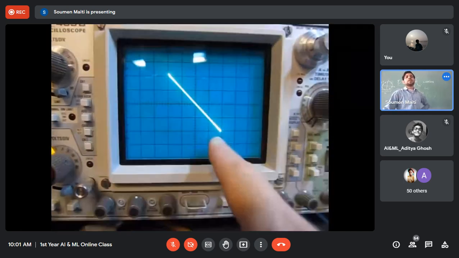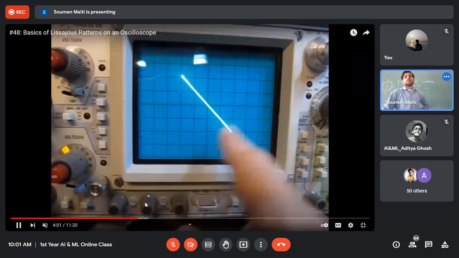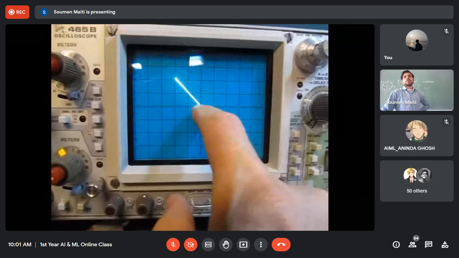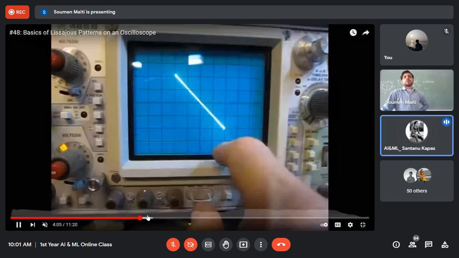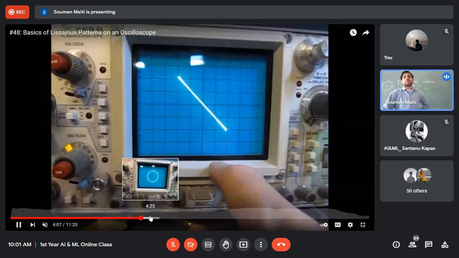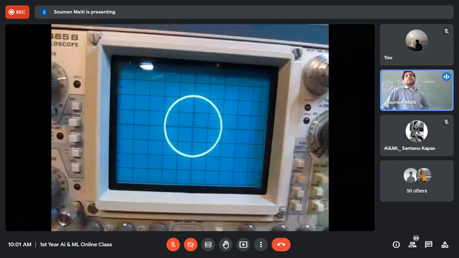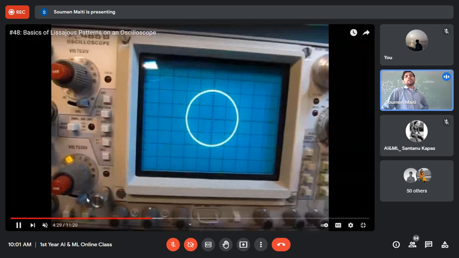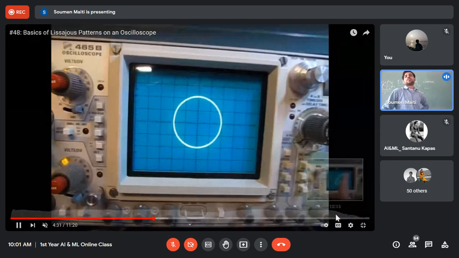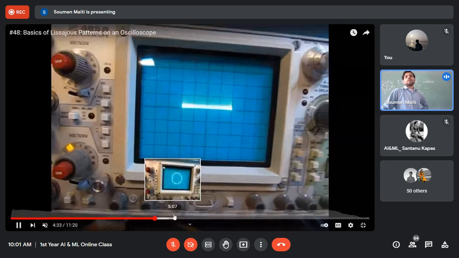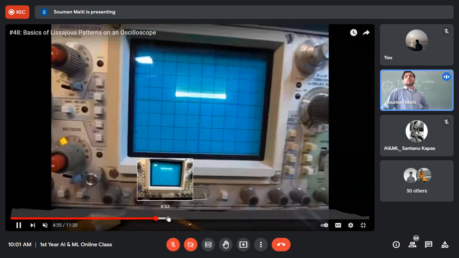Look at this, the SHM in the opposite direction. Is it clear? Yes, sir. Okay. Now this one is a circle, I think. So in this way, you can check all these Lissajous figures in the oscilloscope.